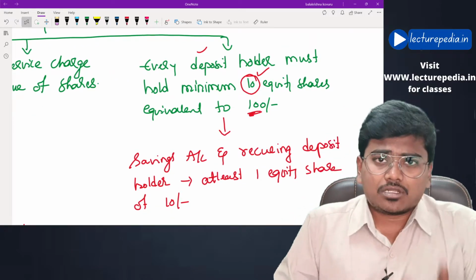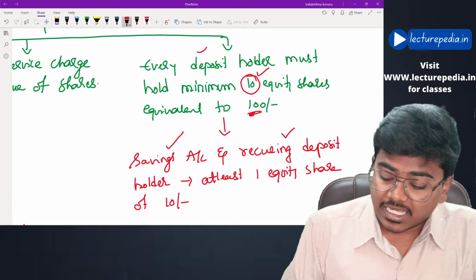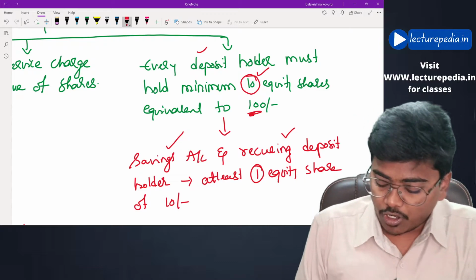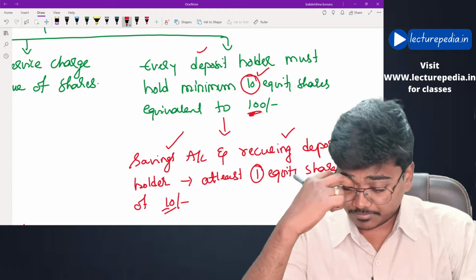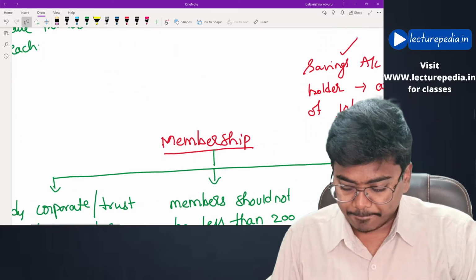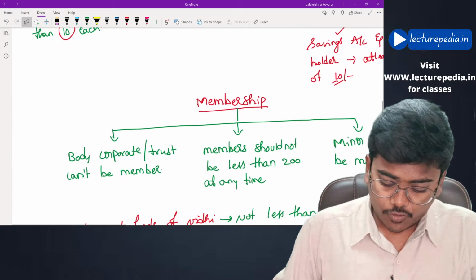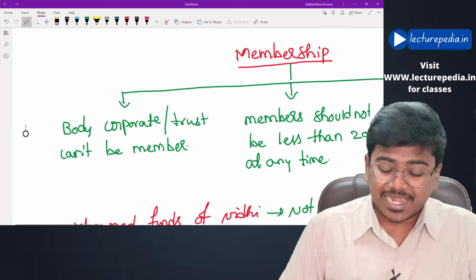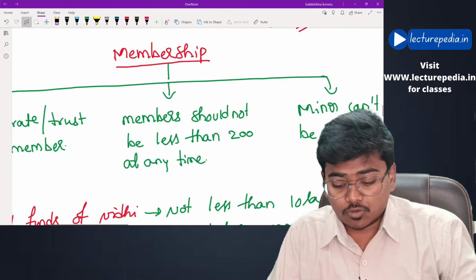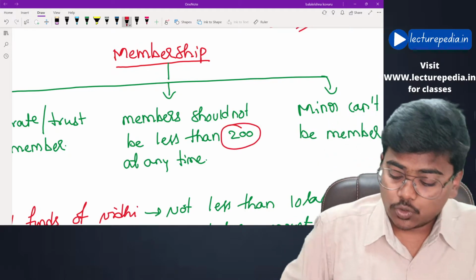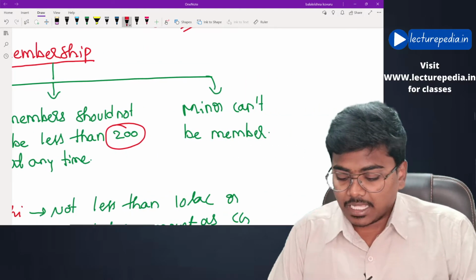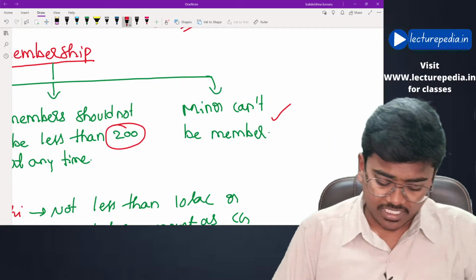In case of a person holding savings account or recurring deposit account with Nidhi, then he must have at least one equity share of value 10 rupees. Hope this is clear. These are the requirements relating to equity share capital. Next, membership. First of all, a body corporate and a trust cannot be appointed as members of this Nidhi Limited, and also members should not be less than 200 at any time. Okay, minimum number of members must be 200, and minor cannot be appointed as a member of Nidhi Limited.